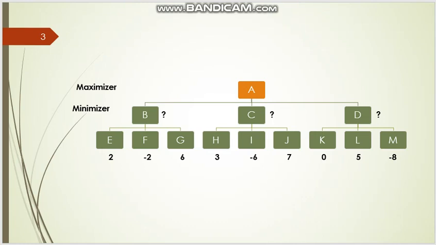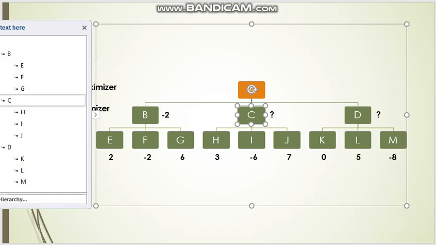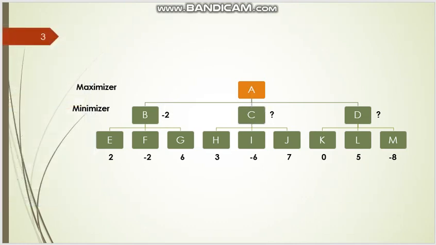So first we consider this particular part, that is part B, where the minimizer is taking the turn. The minimizer will take the minimum value, that is minus 2. So here we will take minus 2. In the C part, the minimizer will choose minus 6, as it is the minimum among 3, minus 6 and 7. So it is minus 6. And in this part, the minimizer will choose minus 8.